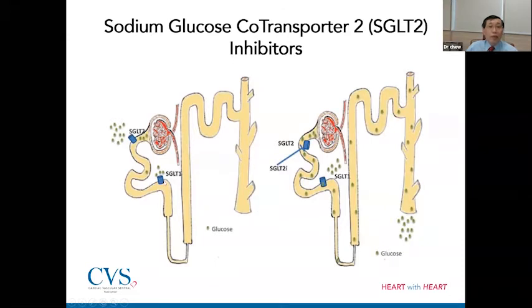There's also SGLT1, which also absorbs glucose. SGLT2 inhibitors block this compound and therefore inhibit the absorption of glucose. So glucose is lost in the urine. So that was the premise of the use of this class of agents.